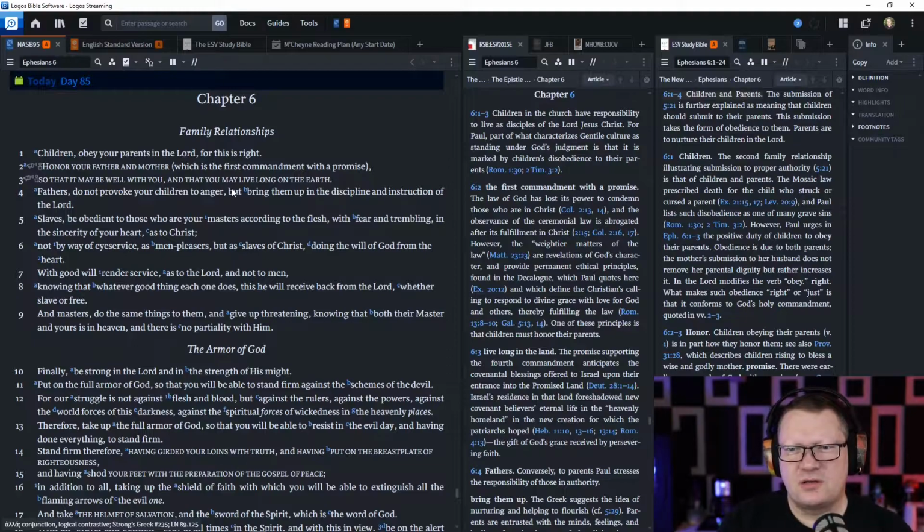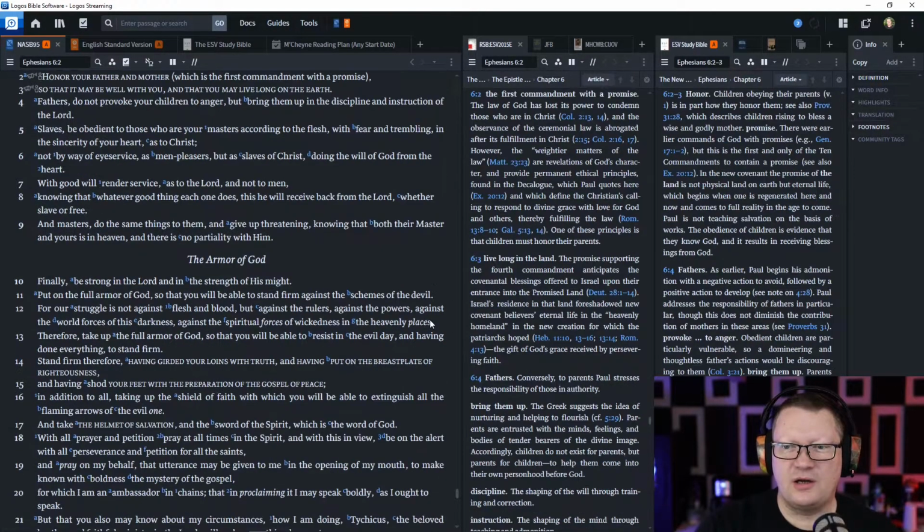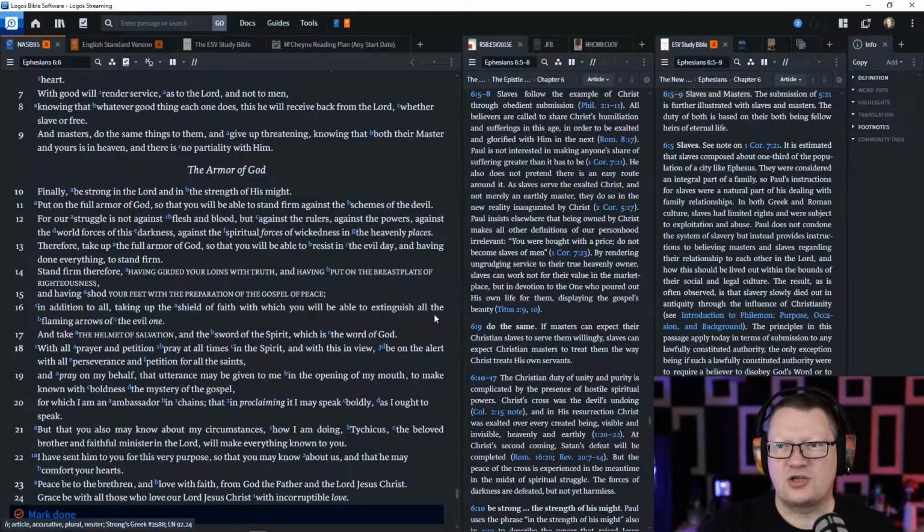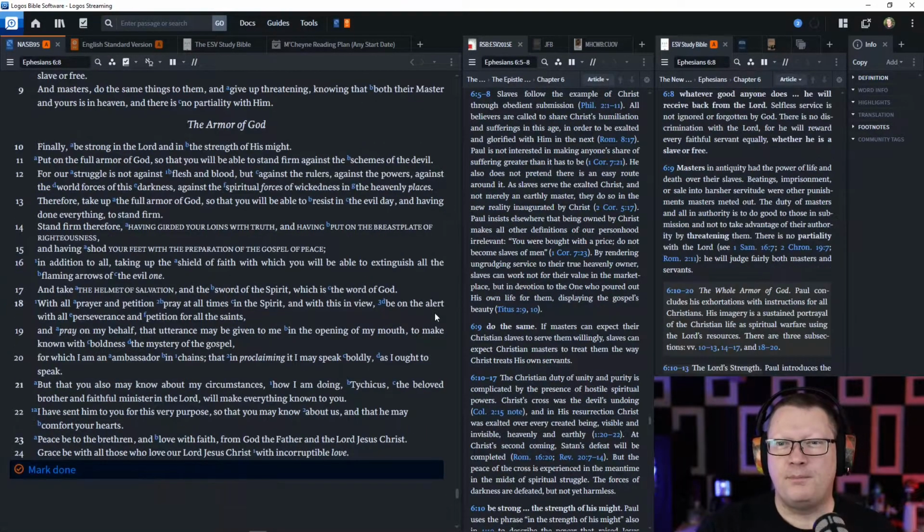And masters, do the same things to them, and give up threatening, knowing that both their master and yours is in heaven, and there is no partiality with him. Finally, be strong in the Lord, in the strength of his might. Put on the full armor of God, so that you will be able to stand firm against the schemes of the devil.